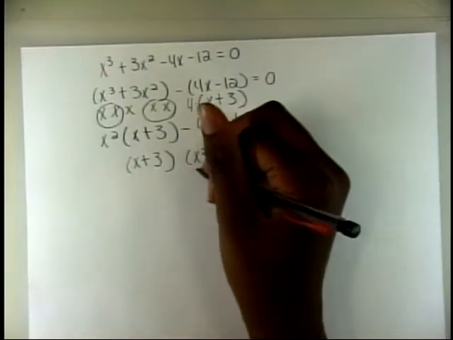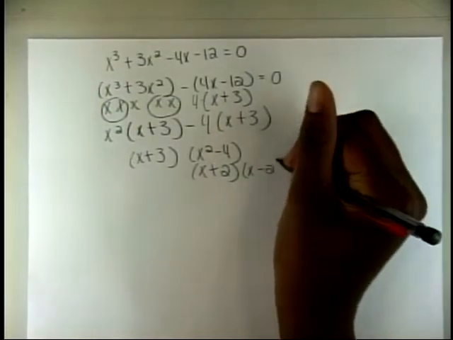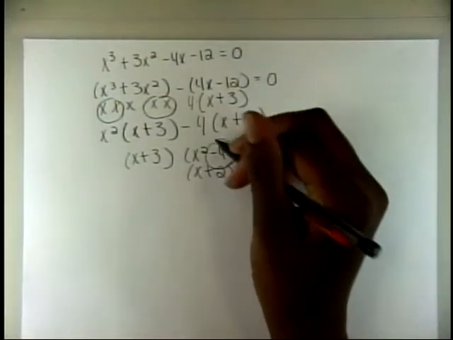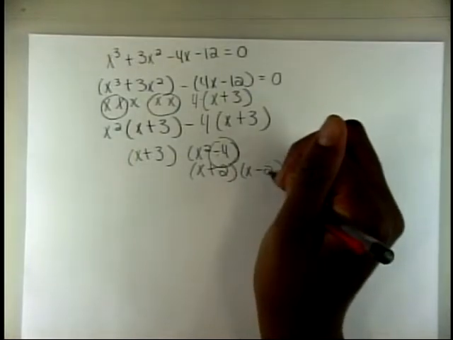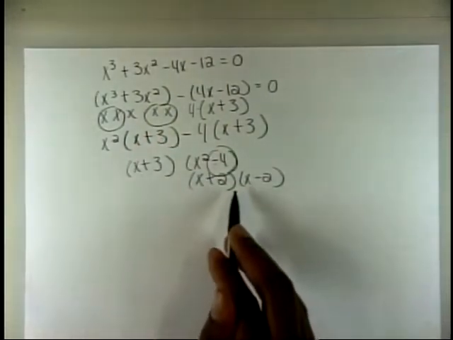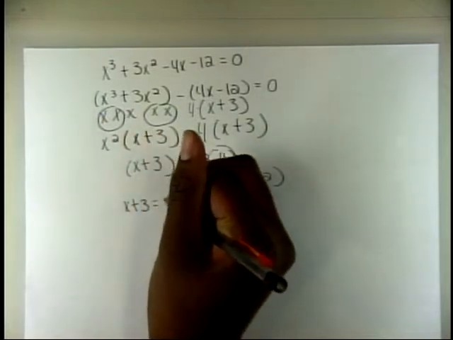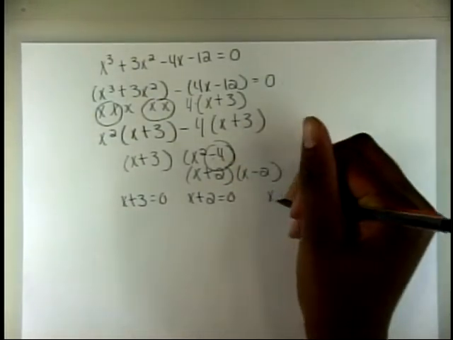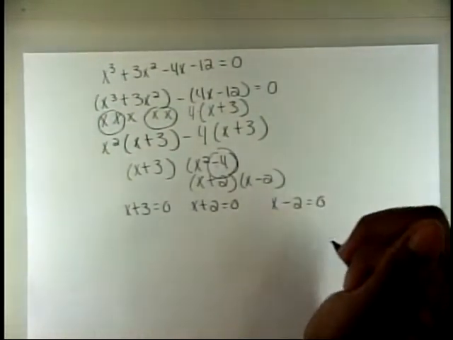This can be broken down into x plus 2, x minus 2. The reason why it's a positive 2 and a negative 2 is because of this negative 4. Positive 2 times negative 2 will give us negative 4. So therefore, we will set all of the 3 equations equal to 0. So we will say x plus 3 equals 0, x plus 2 equals 0, x minus 2 equals 0. Now we will solve for x.